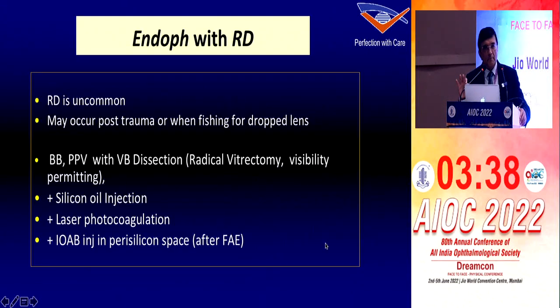So whenever we have a patient with endophthalmitis with a retinal detachment, though it is uncommon, we have to do a vitrectomy. In these cases, the vitrectomy has to be radical. We put in a silicone oil injection. We do endolaser photocoagulation, and an intraocular antibiotic is given after the fluid exchange, before the injection of silicone oil.